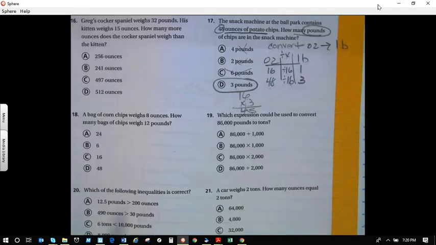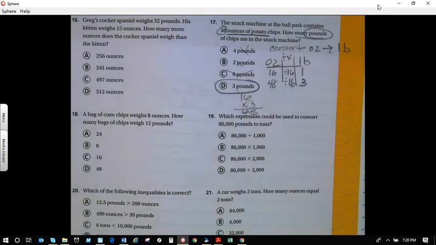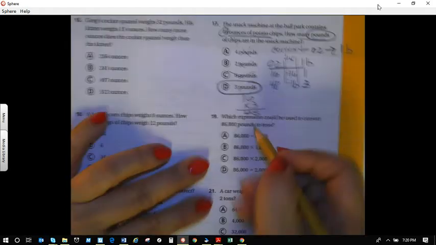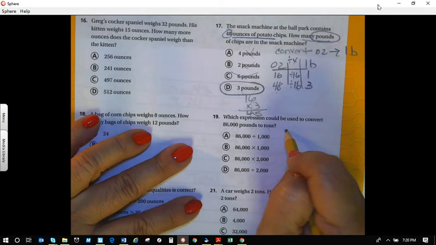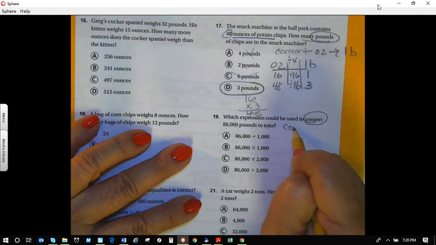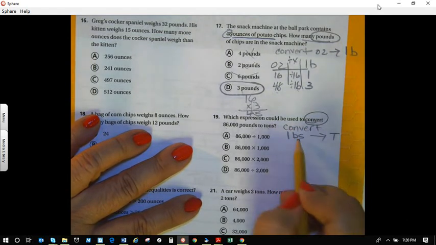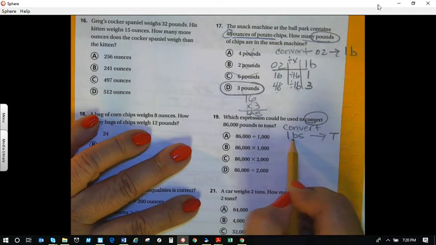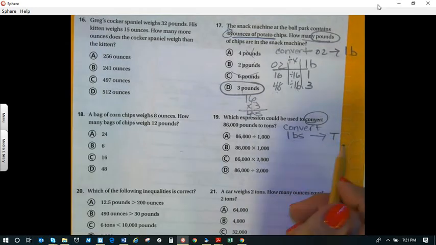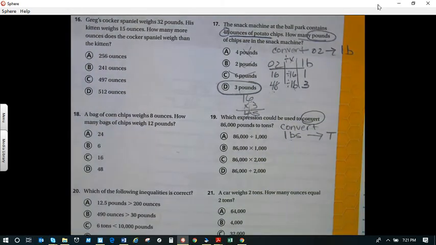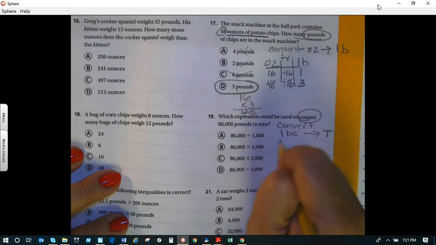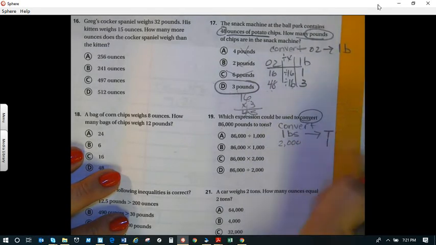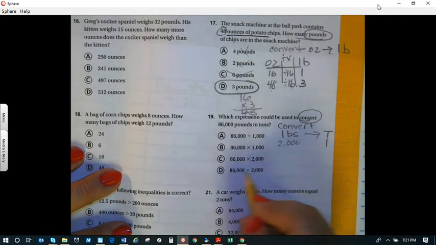Number 19, again, if you're not understanding, pause it, rewind me, and then start again. Which expression could be used to convert 86,000 pounds to tons? I'm going to convert. Convert means to change. Pounds to tons. I'm going from small to big. What do I do? From small to big. If I know that 2,000 pounds is equal to 1 ton, you already know that you're going to divide. So you will take D as your answer.